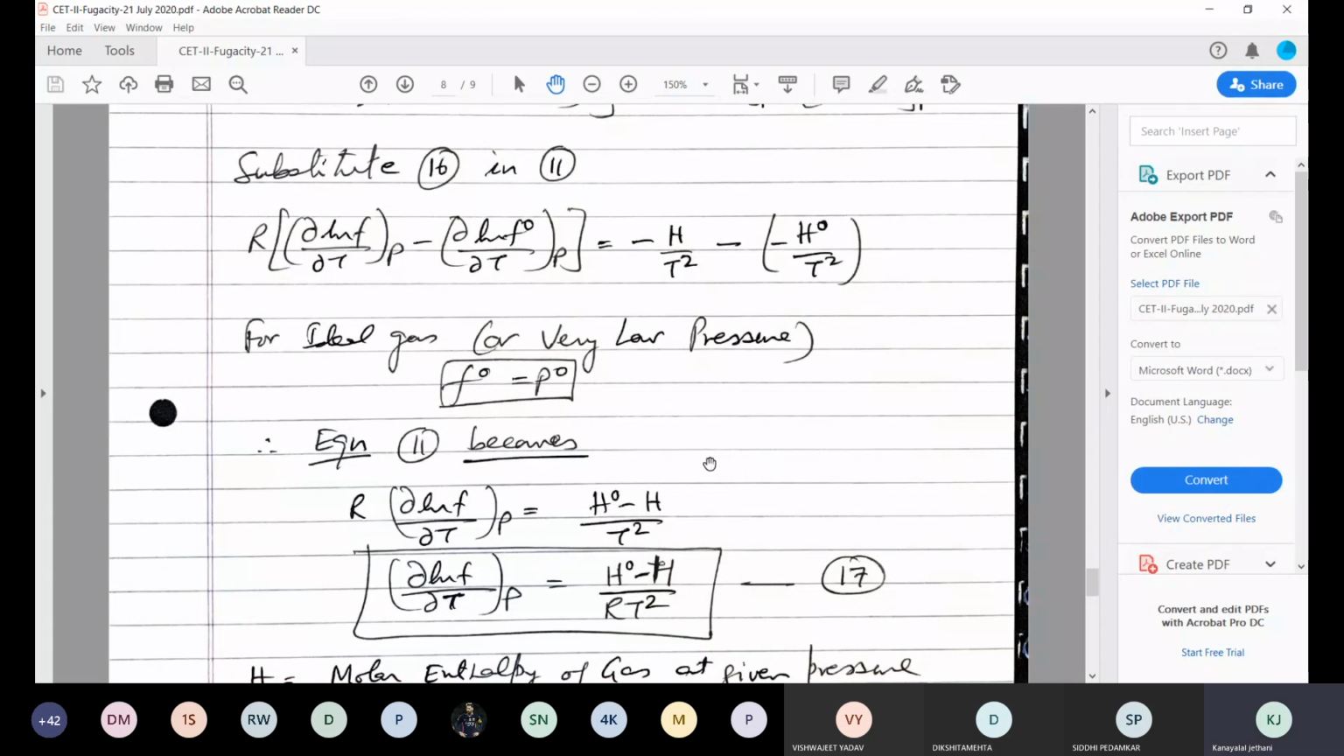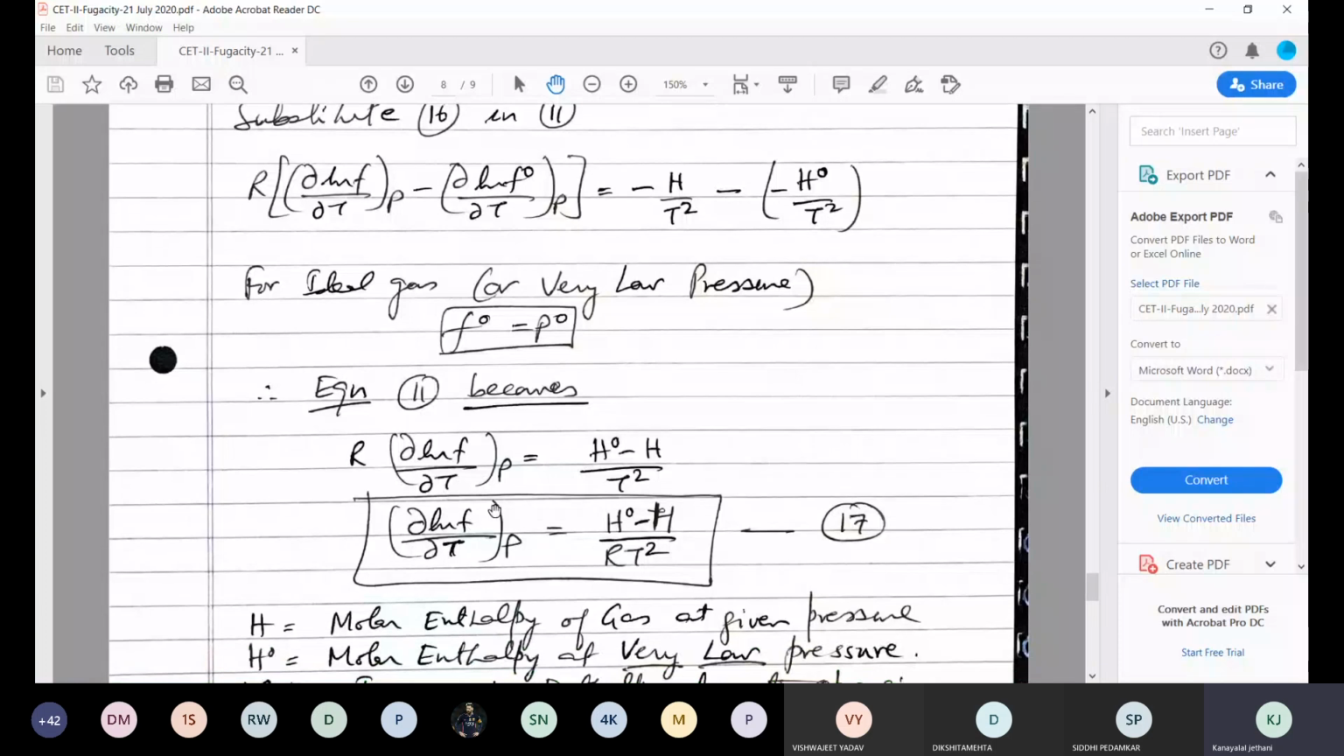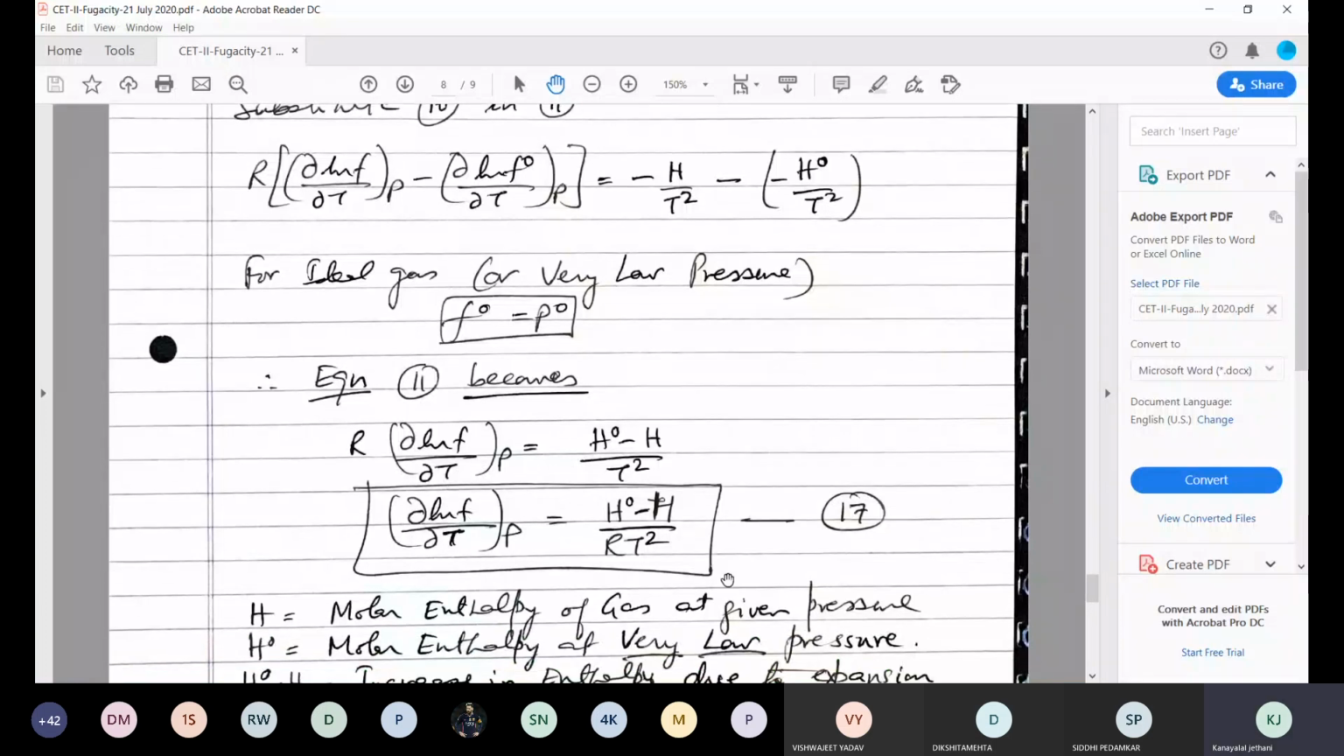Yeah, because this is essentially independent of temperature, pressure. ∂ln p0/∂T is independent of temperature here, and that's why it becomes 0. So what we get is equation 17, which is showing the effect of temperature on fugacity. So if you can measure the enthalpy, we can find out the fugacity.